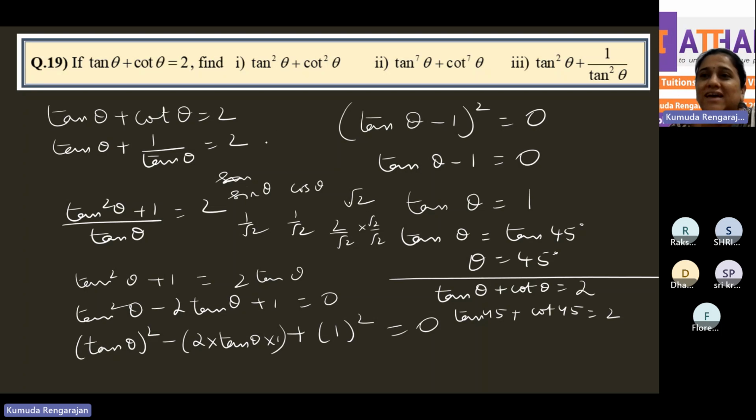Supposing it's given sine theta plus cos theta is equal to root 2. So you can straight away write sine 45 plus cos 45. 1 by root 2 plus 1 by root 2 is root 2. So theta is 45 degrees. Okay, but this is for MCQ. For sure, you can do it like this, but otherwise you have to show these steps.